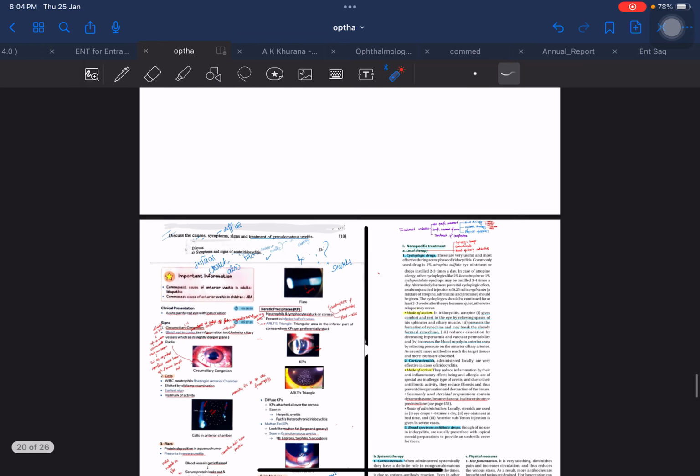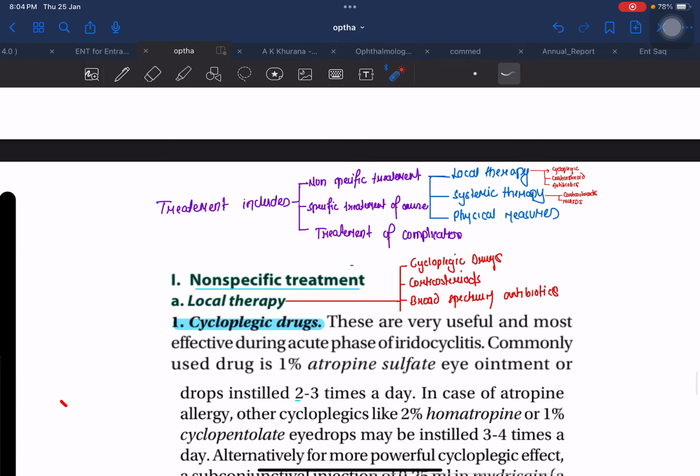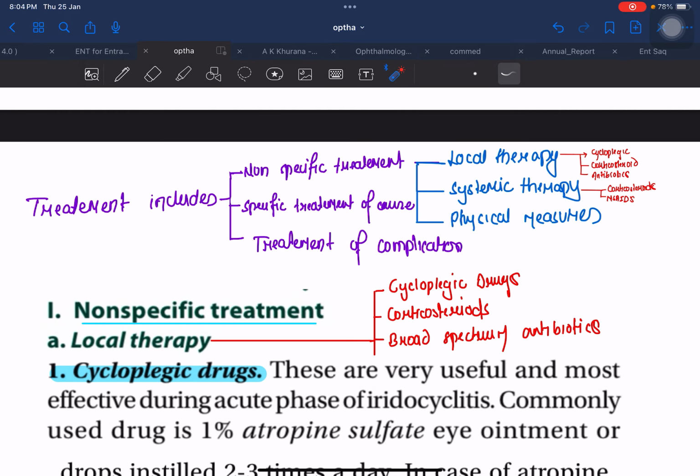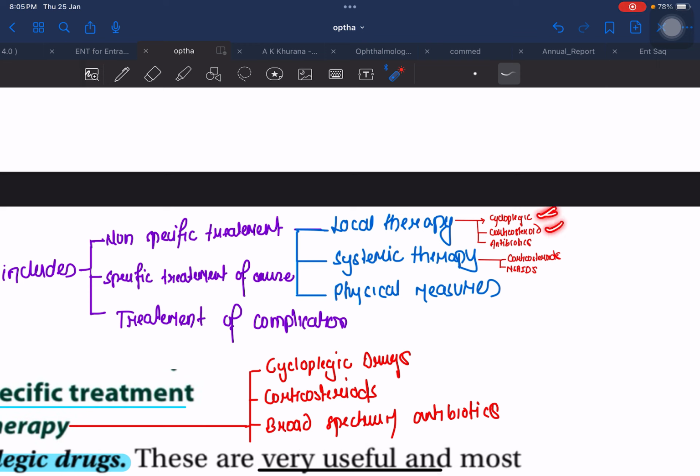Now talking about the treatment modalities. There are non-specific treatment, specific treatment, and treatment of complications. Talking about non-specific treatment, what we provide is local therapy, systemic therapy, and physical measures. And talking about local therapy, what we do is we provide cycloplegic drugs, corticosteroids, and antibiotics.